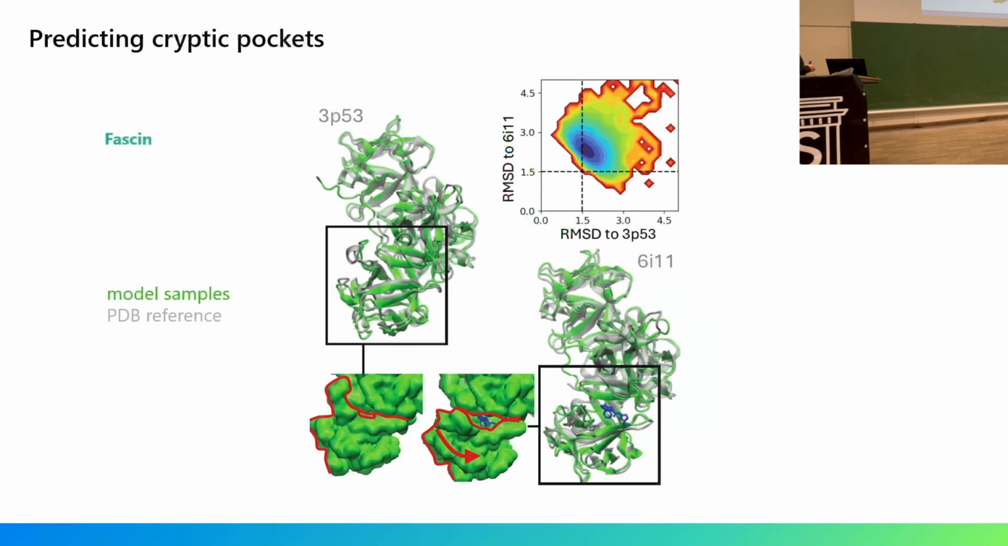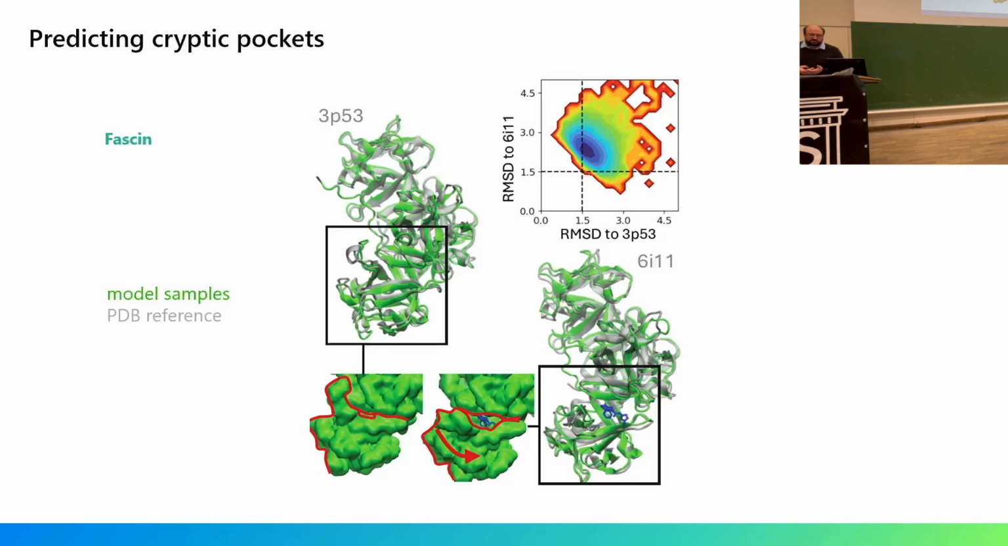And finally, we also looked at cryptic pockets. Once again, a meaningful name. A cryptic pocket is essentially a new binding pocket that forms upon motion of the protein. So here we have fascin. It's made of two parts essentially, and they can rotate relative to each other, forming this additional pocket which might essentially be a drug binding target. Once again, we can represent it as these two plots.